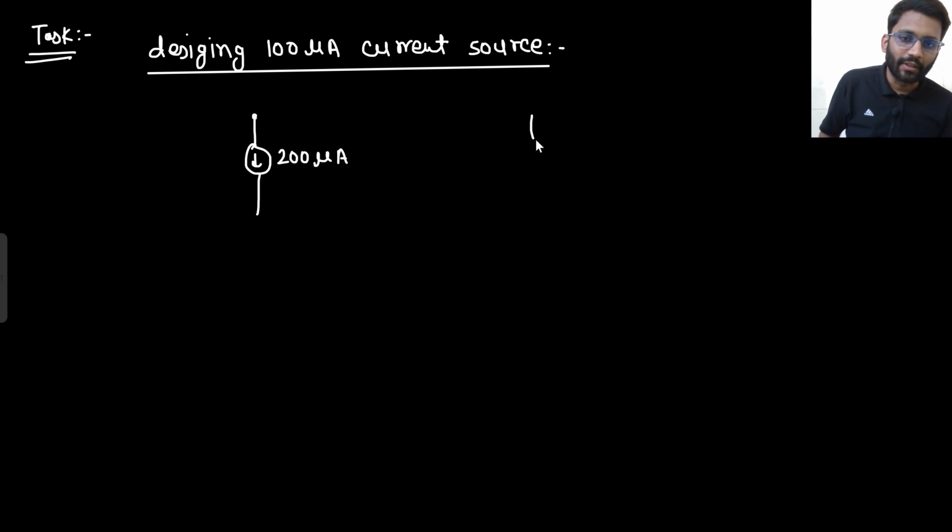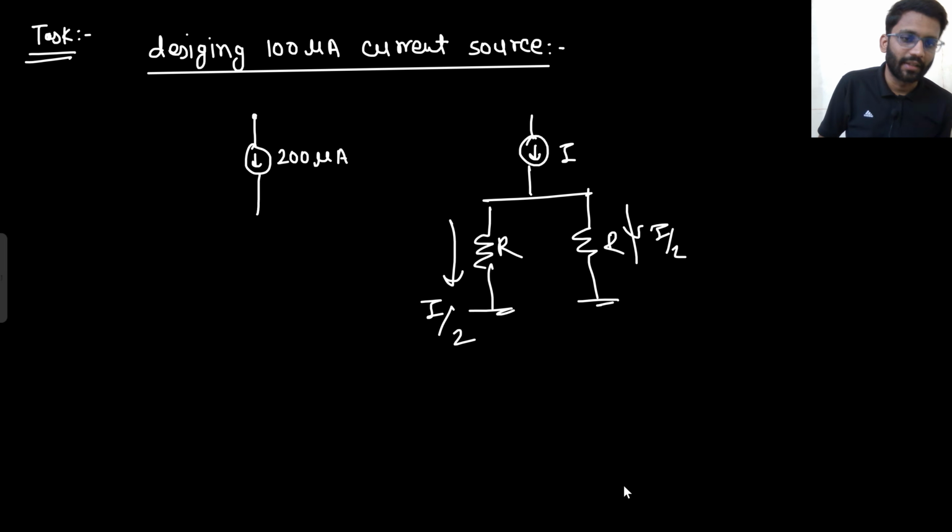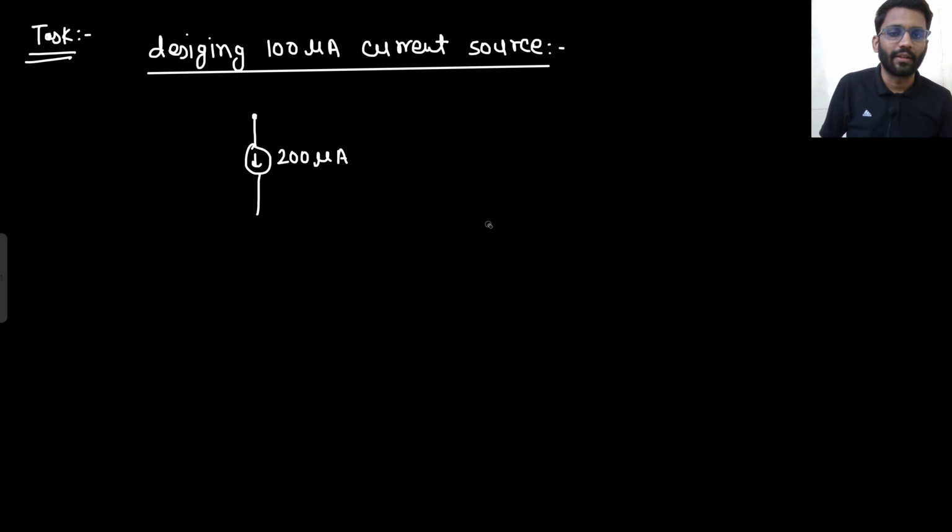If there is a current I flowing, I pass it through two equal resistances. This is resistance R, this is resistance R, this is current I. What will be the current in this one? I by 2. What will be the current in this one? I by 2. The same thing we are going to do here. 200 microampere current you are having.